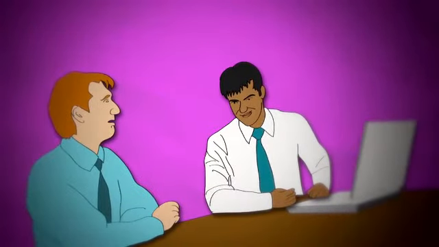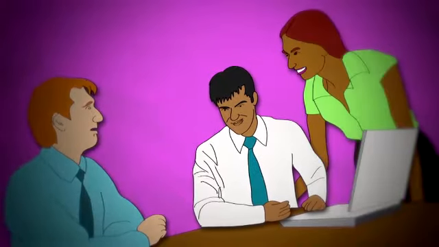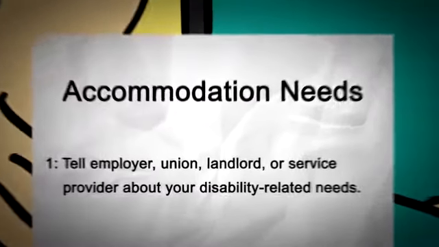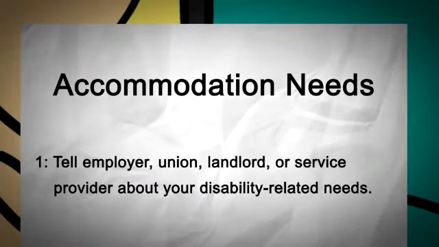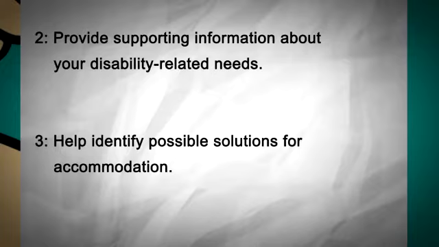Everyone involved must take part in the accommodation process. Sometimes outside experts can help too. If you need an accommodation, tell your employer, union, landlord, or service provider about any needs related to your disability and your job duties, tenancy, or the services being provided. Provide supporting information about your disability-related needs, including medical or other expert opinions where required. Get involved in seeking accommodation solutions to the best of your ability.